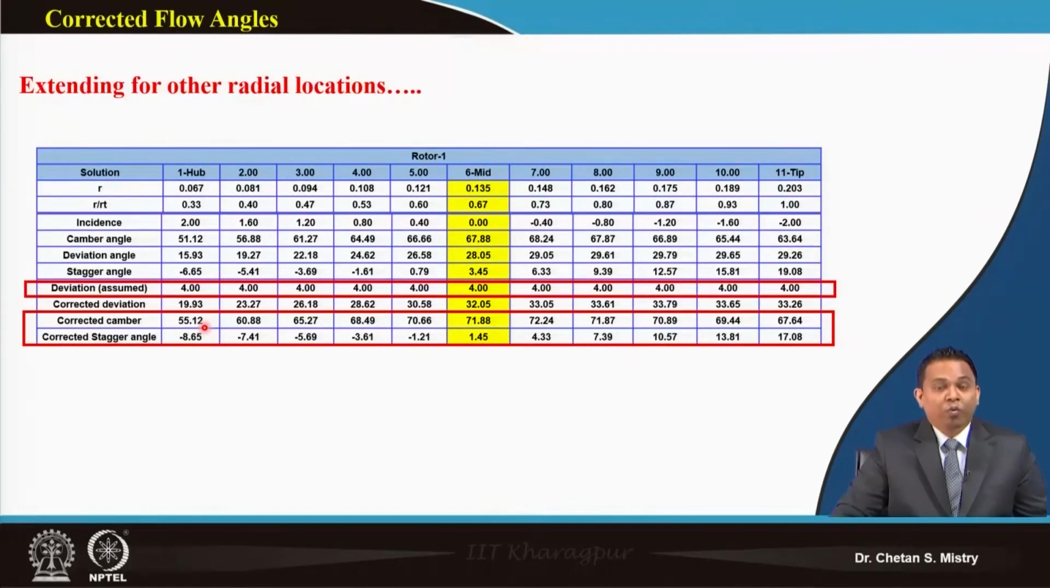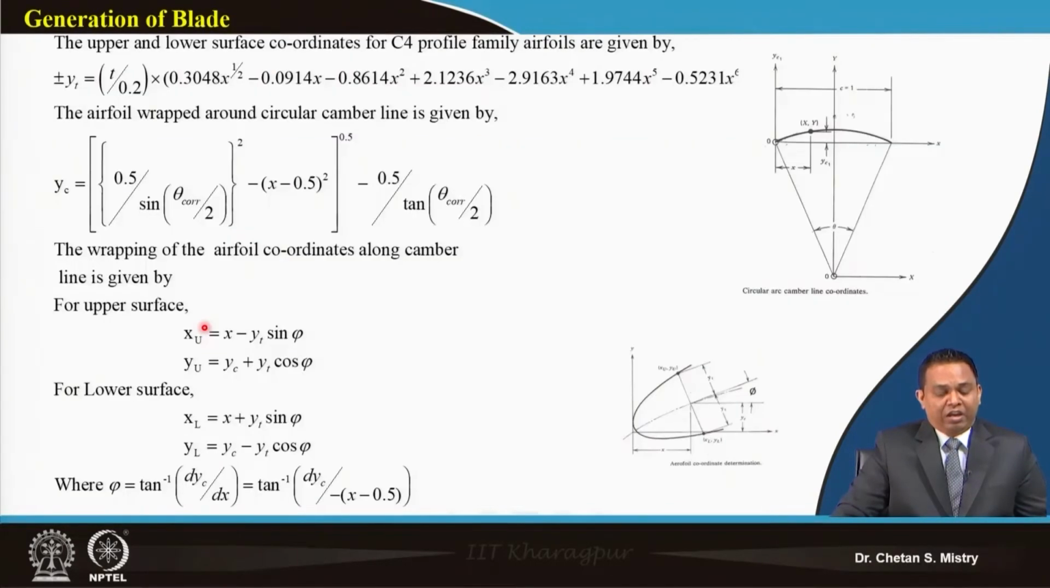Once we achieve this corrected camber and corrected stagger angle, we have our equation for the C4 profile. In that C4 profile, do not forget the angle we were considering as theta; now that angle needs to be the corrected angle.